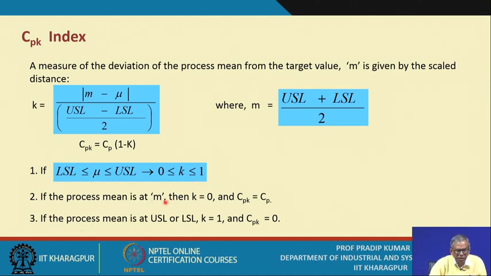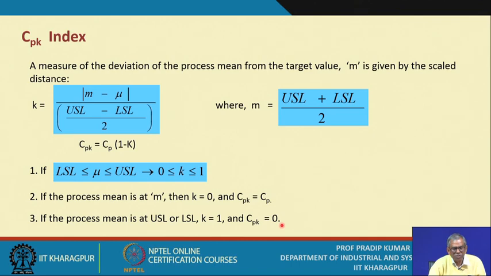If the process mean is at m, then k equals 0, and if k equals 0, Cpk is equal to Cp. Whereas, if the process mean is at USL or LSL, I have mentioned LSL less than or equal to mu less than or equal to USL, so this condition may arise. That means, if the process mean is at USL or LSL, k is equal to 1. You just compute this and you will find that the value of k is 1, and if k is 1, obviously it is 1 minus 1, 0. So, Cp into 0 equals 0. So, Cpk equals 0.